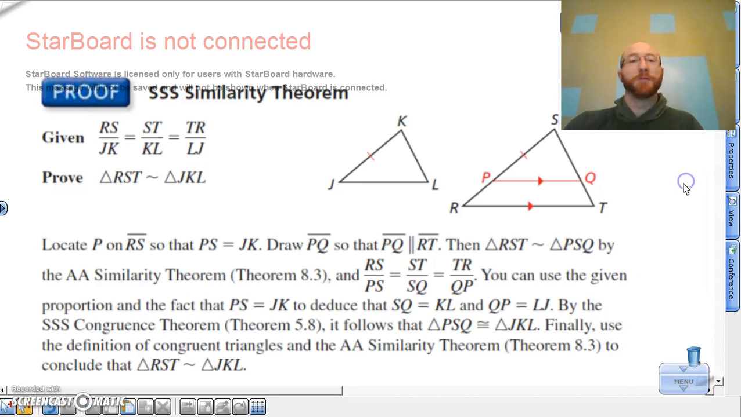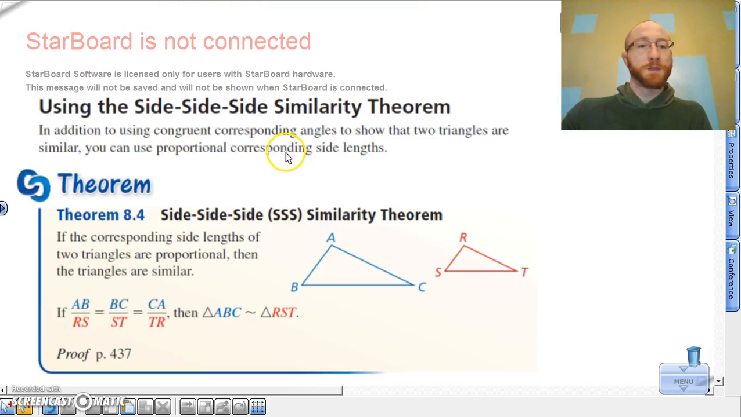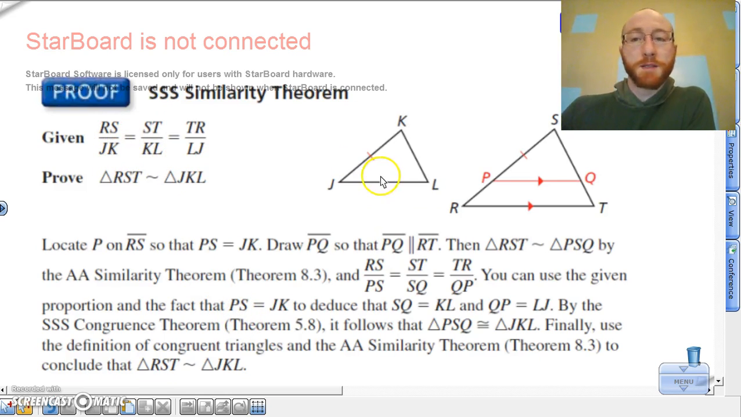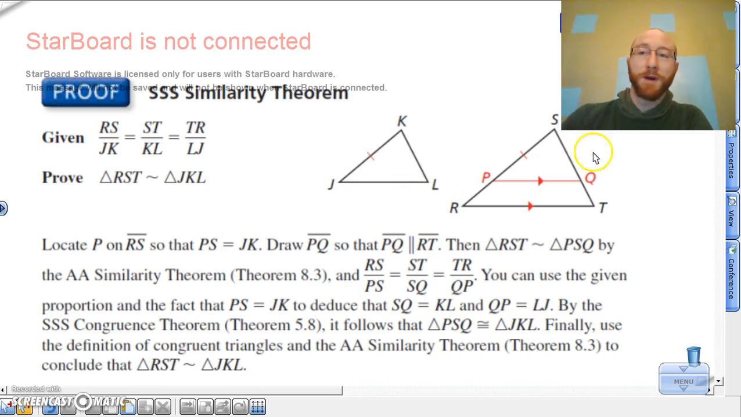So now I'm going to prove this. This is a rather clever proof. So if we go back to the side, side, side similarity statement, our if is that the ratios are in proportion, our then is that the triangles are similar. So this is our given, this is our proof. We're given that RS over JK is proportional to ST over KL is proportional to TR over LJ. Alright, so what we're going to do is find a point P on SR that's going to make PS congruent to JK, or equal in length. Then we're going to draw a line parallel to the base here.